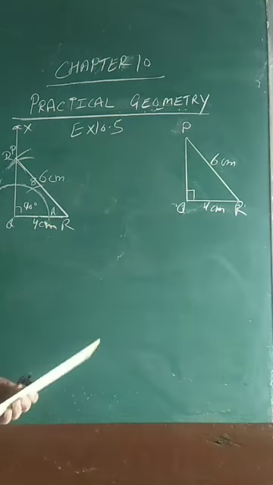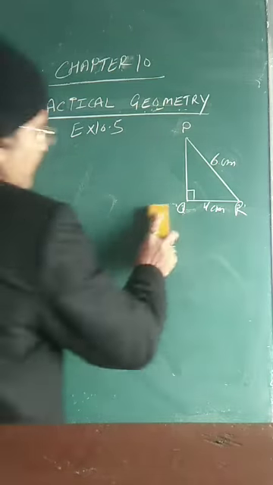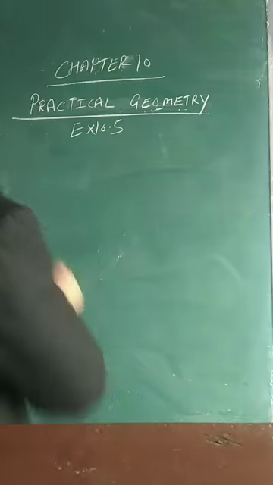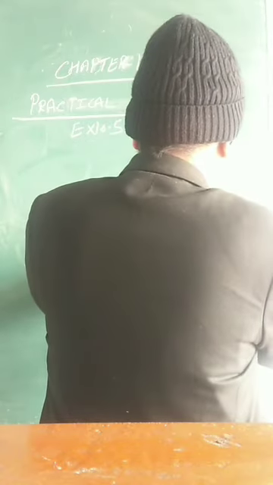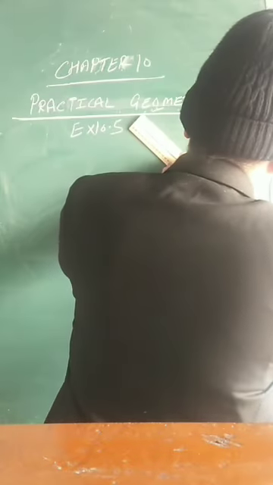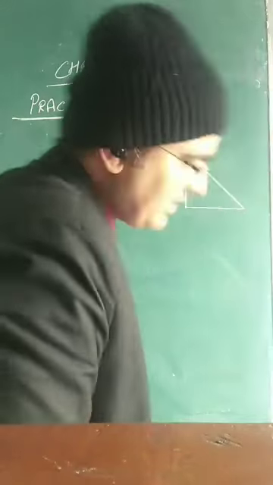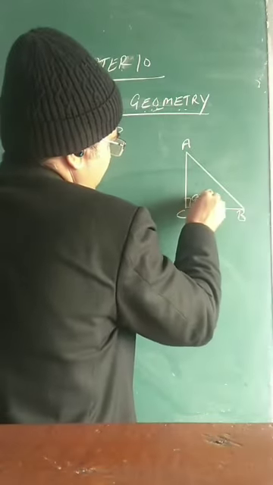Okay. So now moving towards the third question. So question number 3: construct a right angle isosceles triangle ABC. Triangle ABC, right angle at C. So we'll write here angle ACB, this is given 90 degree.